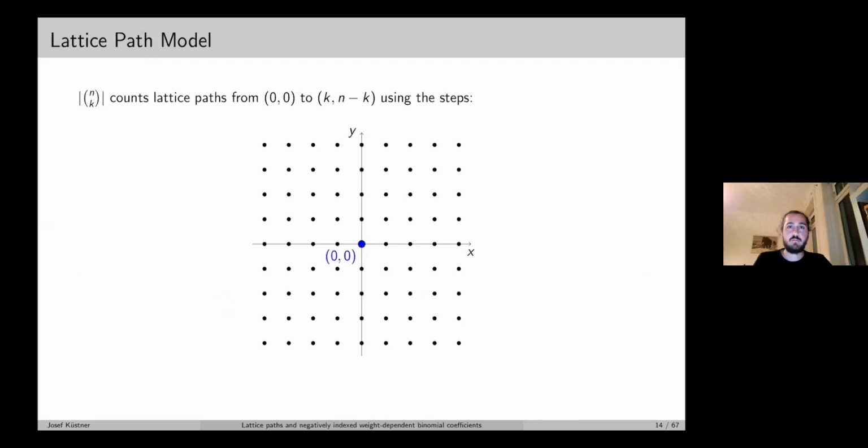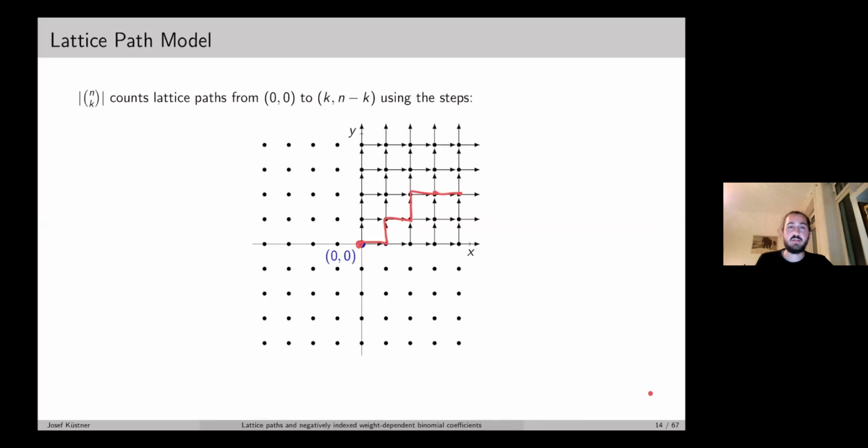And now we want to introduce a lattice path model. So n choose k, now we take the absolute value because we are counting something, and it counts lattice paths from 0,0 to (k, n minus k), using the following steps. So if n and k are both positive integers, we take steps that go up and that go right. So like, for example, a lattice path can start from here and go here, up, here, here, up, here, like this. The very usual thing to do.